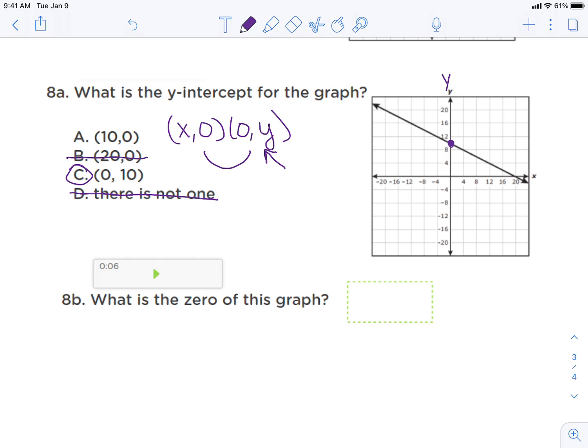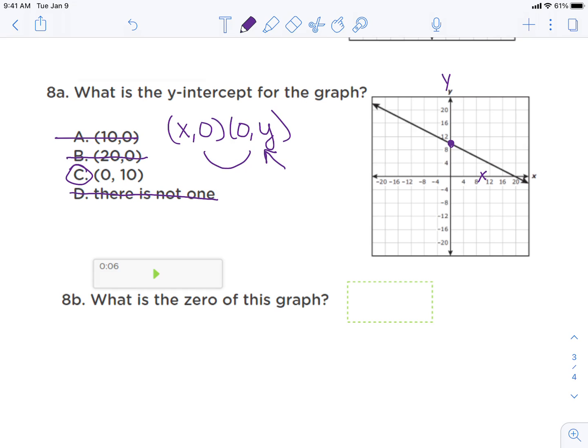Okay, 10 comma 0 would be somewhere about right here. Our line doesn't even go through that x. So that is not a point on our graph, and it's definitely not the y-intercept.